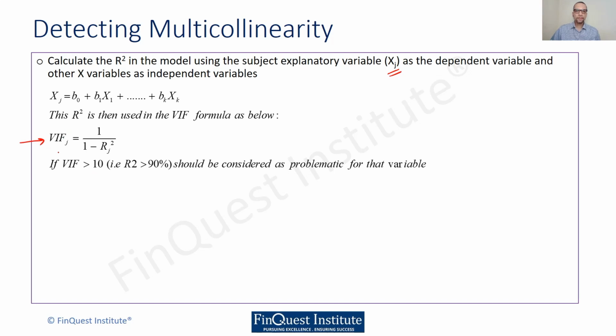And how do we interpret the VIF result? If VIF is greater than 10, generally R squared greater than 90%, it should be considered that this can be a bit problematic for that particular variable. This can basically tell us that the problem of multicollinearity can bother us subsequently. Once we do it for one variable, we can then do it for maybe xj plus 1, use that as the dependent parameter and others as the independent, and run similar setups.